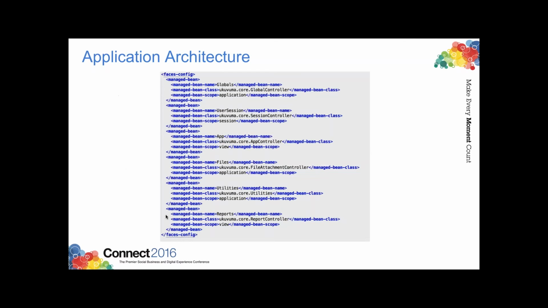This is just a quick example of the faces config file based on the previous slides. So you'll see over there I've got a managed bean called globals, which is the global controller, and I store it as an application scope. I've then got the user session, which is the session controller. I store it as the session scope.